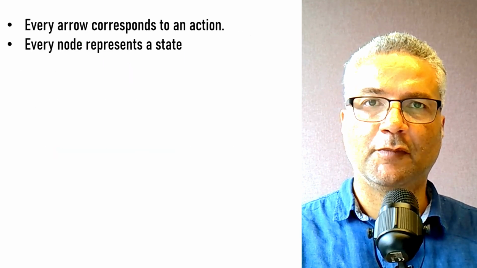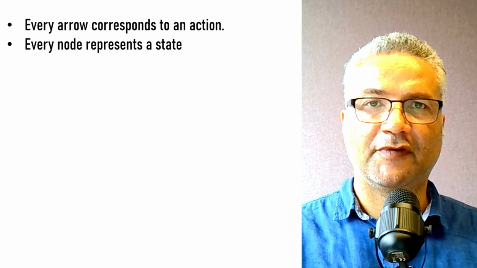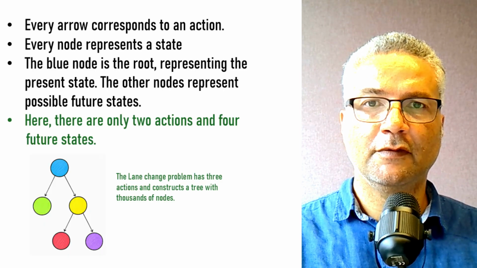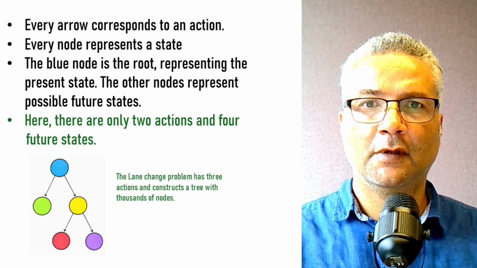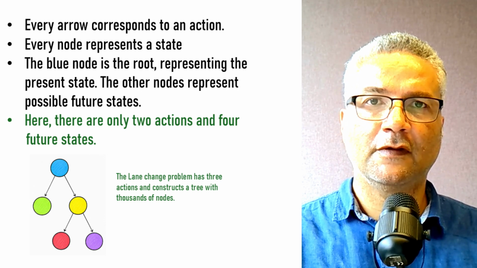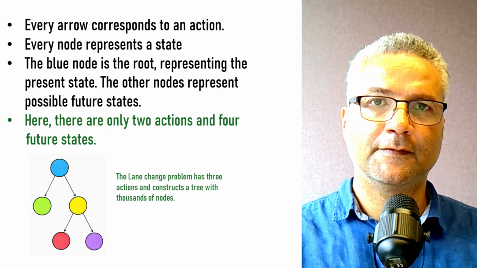Every arrow in the tree corresponds to an action. Every node represents a state. The blue node in the example tree here is a root node, the present state. Other nodes are possible future states. In the example here, there are 2 actions, 4 different future states.